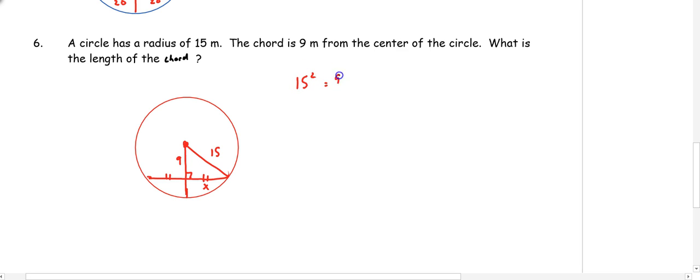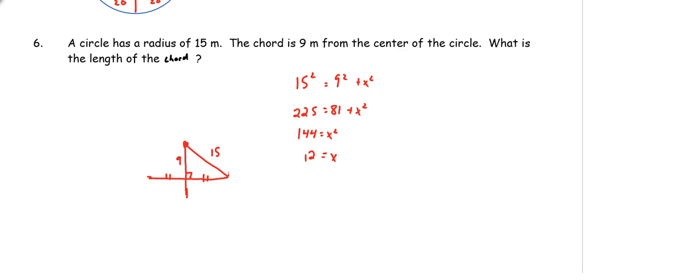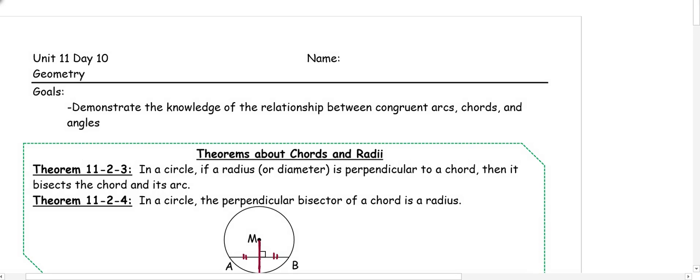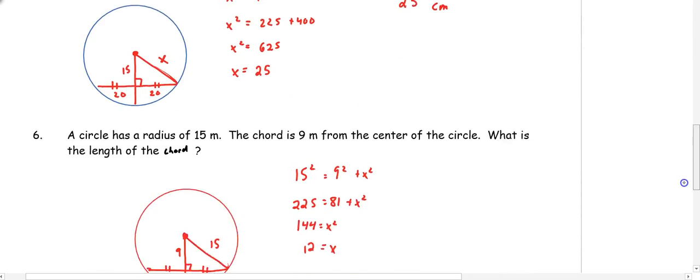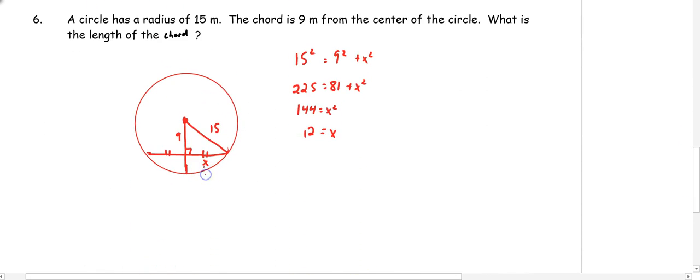So I have 15 squared equals 9 squared plus x squared. 225 equals 81 plus x squared. I can subtract 81 from both sides, and I get 144 equals x squared. Take the square root, and we get x is 12, which means each part of the chord is 12. So I have 12 and 12. So the chord, I have to add those two pieces together, and I would get 24 meters for the length of the chord.